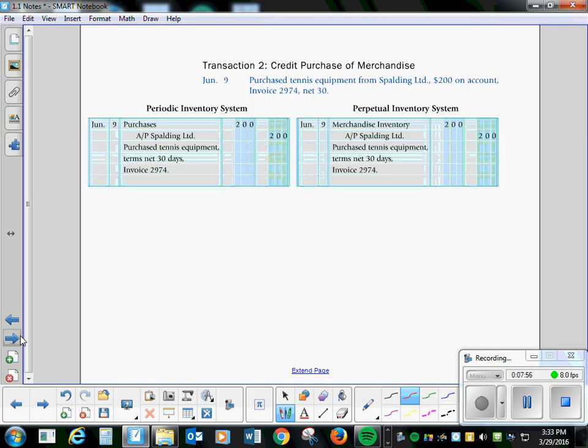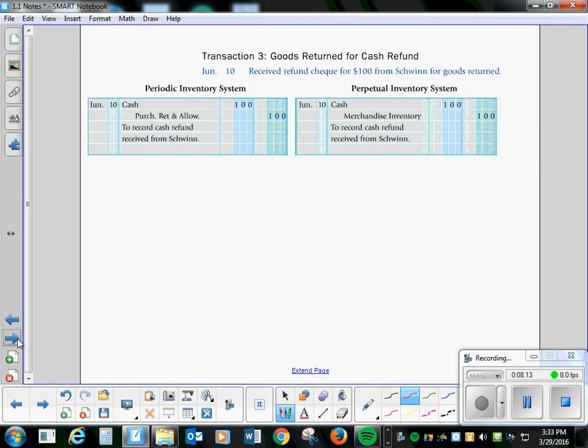Transaction 2, purchase tennis equipment from Spalding, 200 on account. The periodic would use the purchases and the accounts payable, whereas the perpetual one would use the merchandising and the accounts payable. So just different accounts, that's all. Transaction 3, received refund check for 100 would be your cash and your purchase returns and allowance. With the perpetual one, it would be cash and your merchandising inventory.